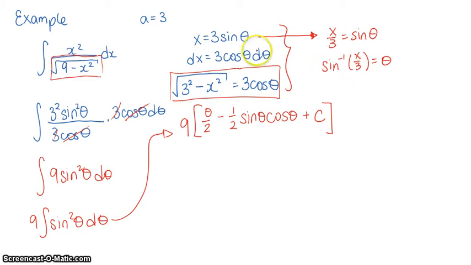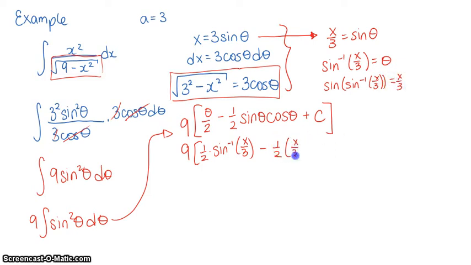So to substitute it back in, we can automatically say 9, and then we'll say 1/2 theta, which in this case is going to be sine inverse of x over 3, minus 1/2. Now, if we were to write sine of theta, and theta is the sine inverse, it's just going to become x over 3. So it's a half times x over 3. What's a little bit different though is cos of theta. We have our identity here in the red box. So I can actually write cos of theta as the square root of 9 minus x squared all over 3.